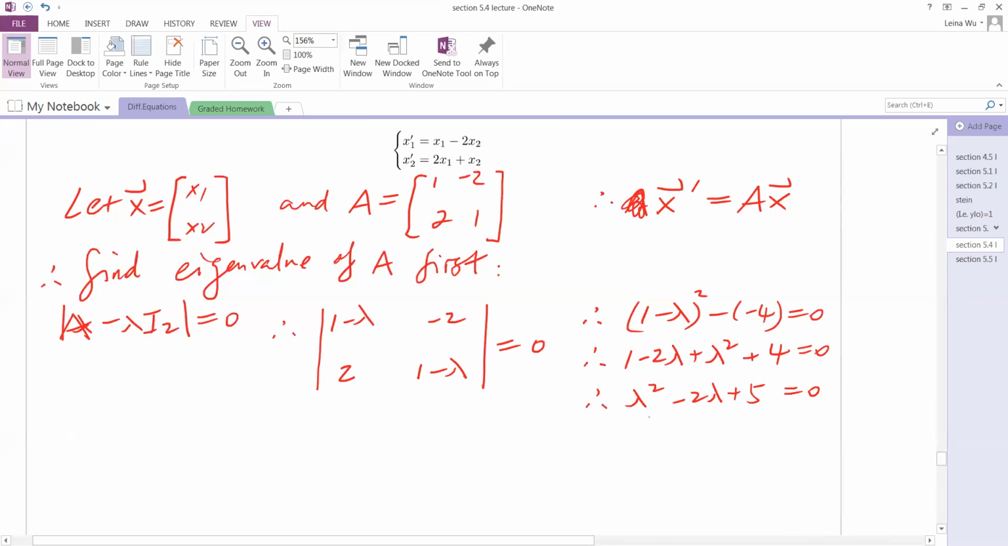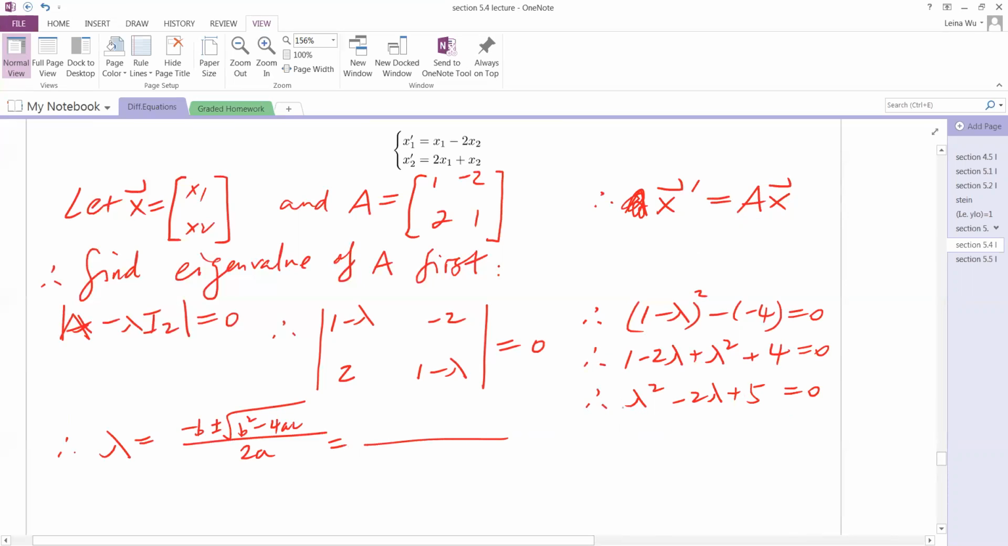Okay, do you have this quadratic equation of lambda squared minus 2 lambda plus 5 equals 0? Yep, so you can use the quadratic formula. So you can say lambda will be negative b plus minus the square root of b squared minus 4ac, all over 2a, if you don't recall that quadratic formula.